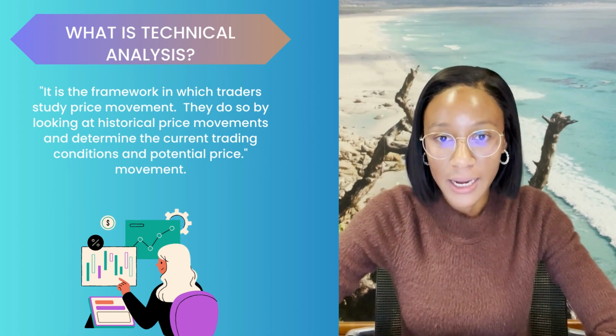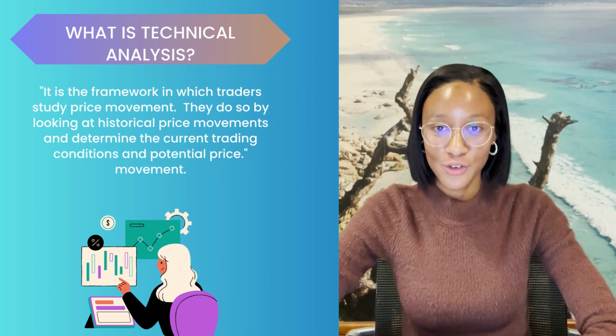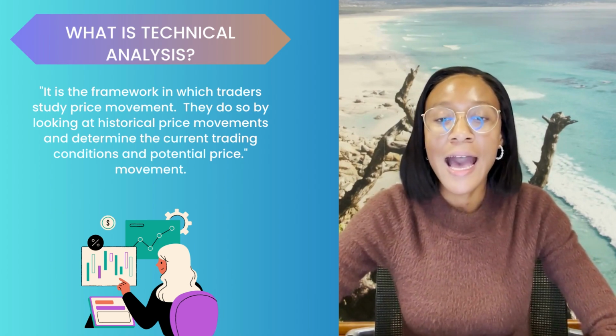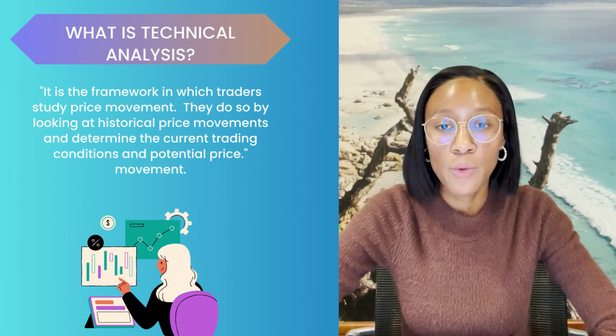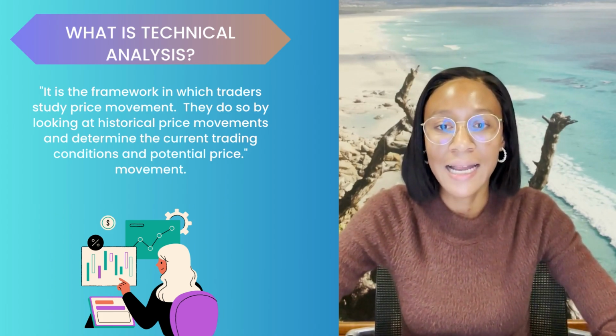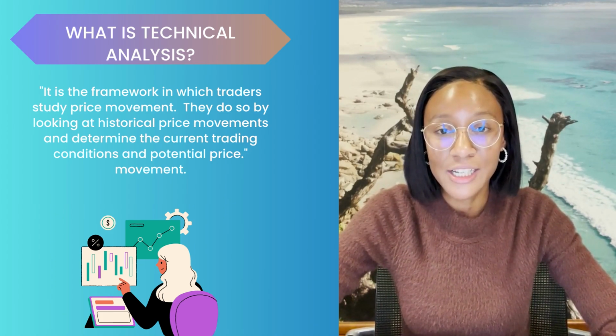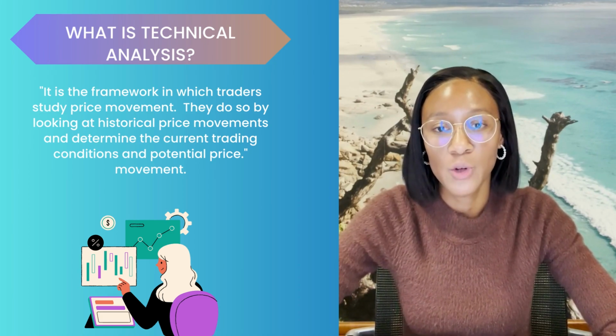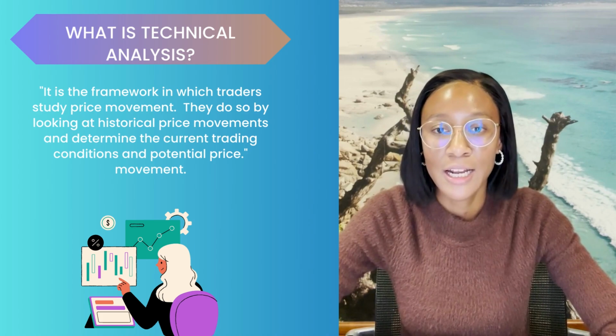In the financial markets, there's a theory that history has a tendency of repeating itself. So we would look at previous performances to determine what the future price movement would be by looking at certain tools and certain indicators that will show us whether to buy or whether we can sell that particular instrument.